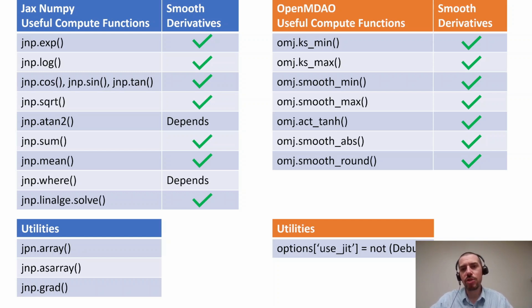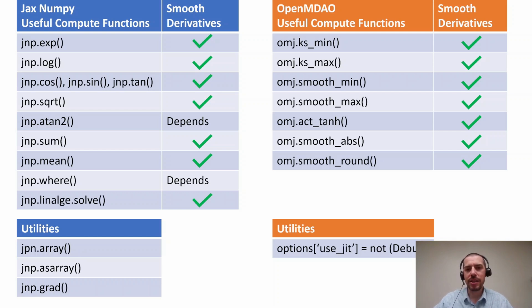So we have the ksmin and ksmax. Those are specifically going to be for array inputs. You have a bunch of inputs, and you're trying to find just the one value that's the min and the max there. omj.smoothmin and omj.smoothmax are going to be for cases where you have, say, just two inputs and you're trying to compare them to understand which is the max and which is the min.